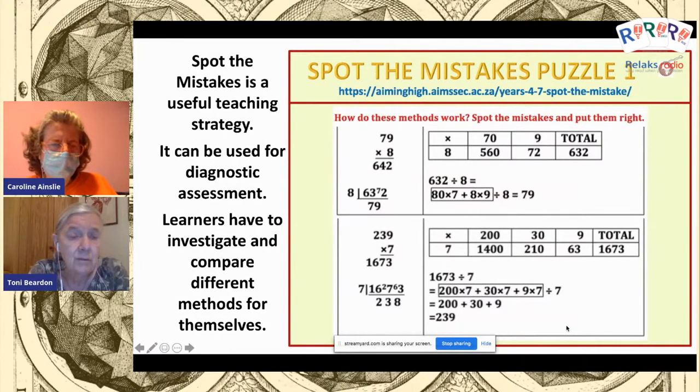This is a really good way of doing diagnostic assessment, because the learners have to investigate for themselves. And if they do this in pairs, it's a really good idea, so they can talk about it. And by comparing the different methods and working out for themselves what's going on, some of those answers are right and some are wrong. It really helps the learners to sort things out. And if the teachers are then using this, they can usually see what the learners are finding impossibly difficult.